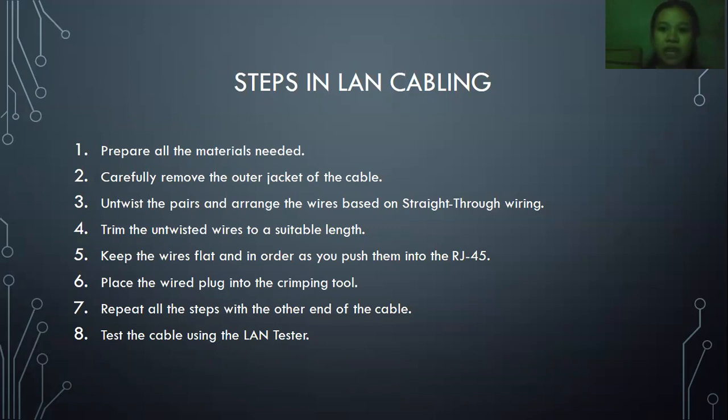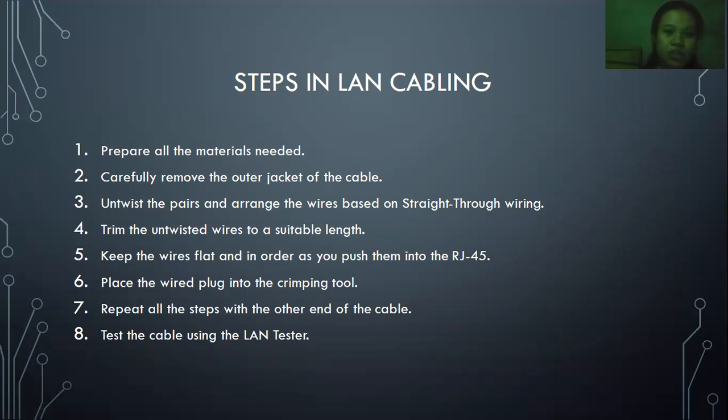Here are the steps in LAN cabling. First, prepare all the materials needed. So for the materials, we have the UTP cable, the crimping tool, RJ45, and then the last, LAN tester. Second, carefully remove the outer jacket of the cable. Third, untwist the pairs and arrange the wires based on straight-through wiring. So you must follow the straight-through wiring guide previously presented. Fourth, trim the untwisted wires to a suitable length.